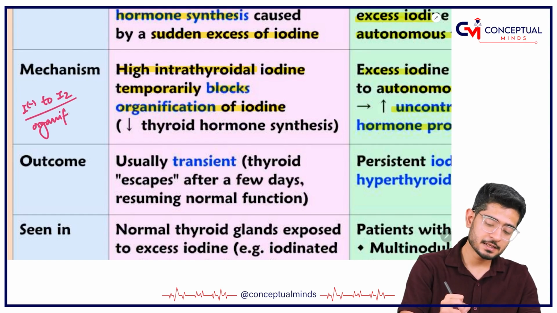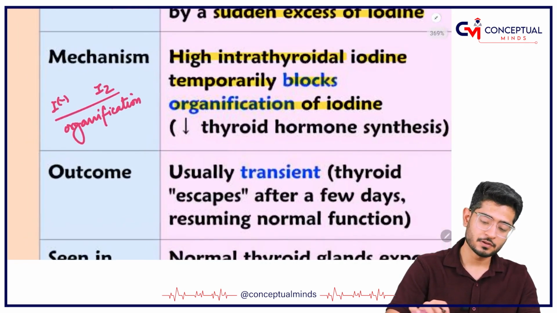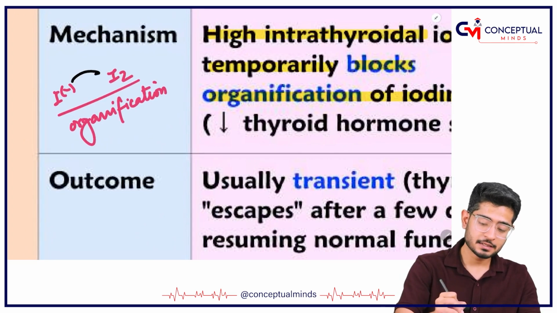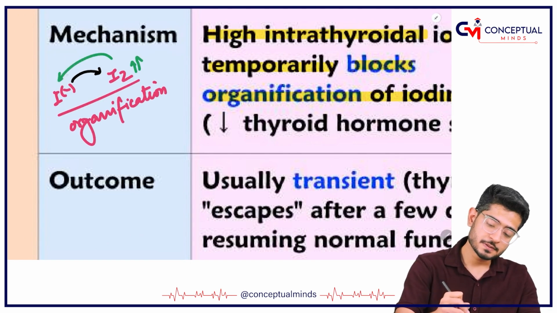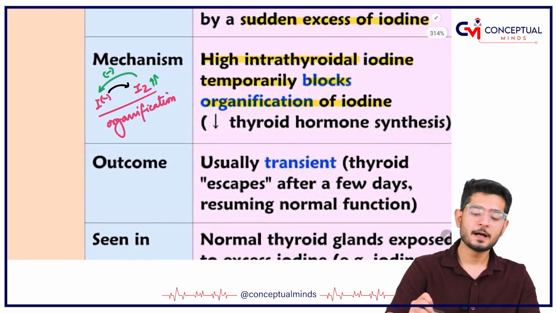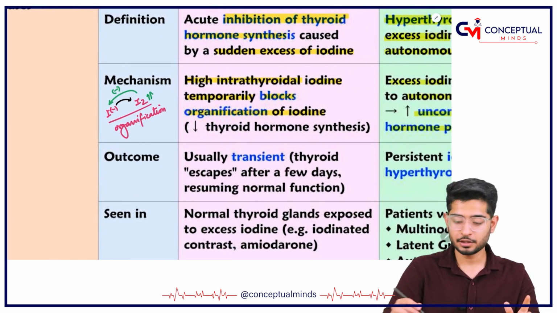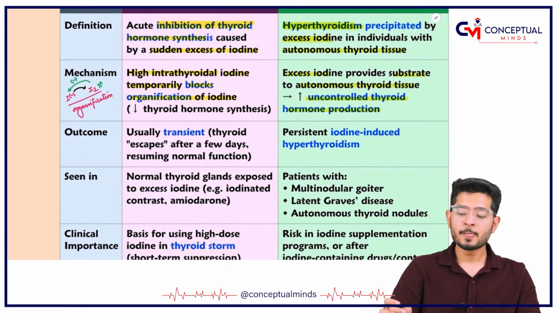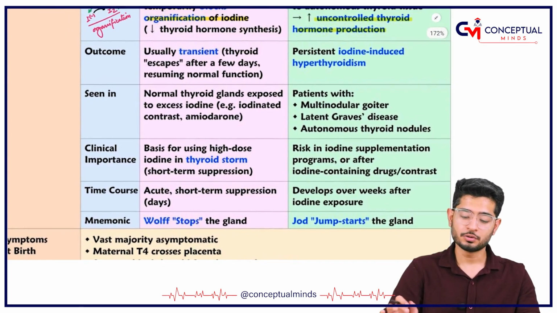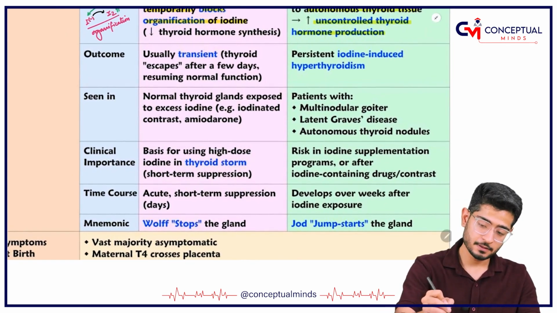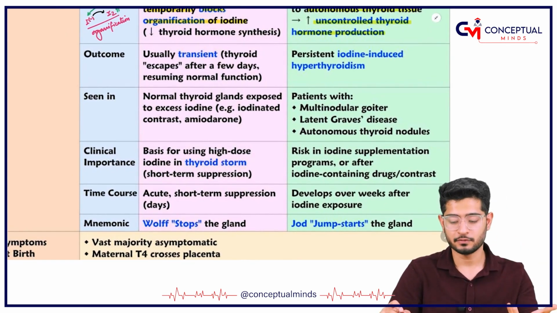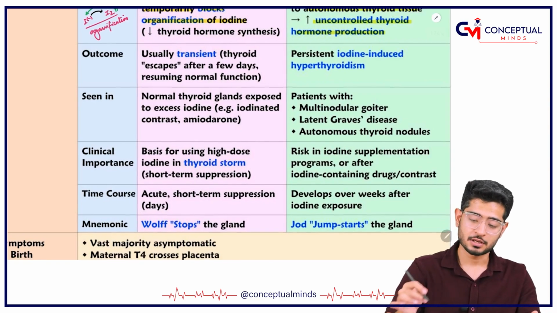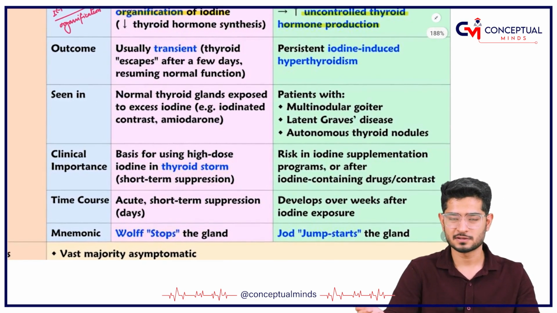And if this step is getting blocked, how is this step getting blocked? See, it's a reaction in which iodide is getting converted into I2, and if you supply a lot of I2, this in turn is going to inhibit the iodide reaction, and there will be no organification. Okay, so this is something which I wanted to teach you. Rest everything is accessory information actually. So if you can remember, otherwise it's okay.